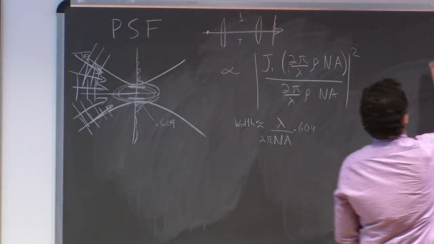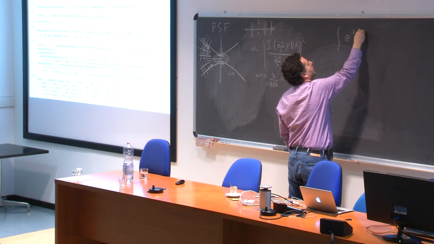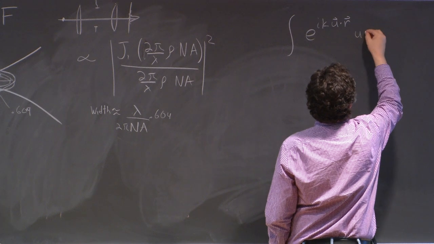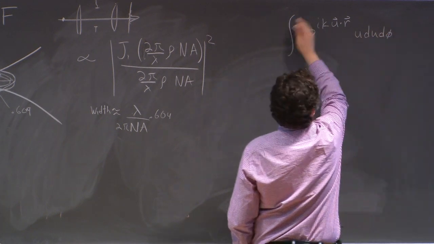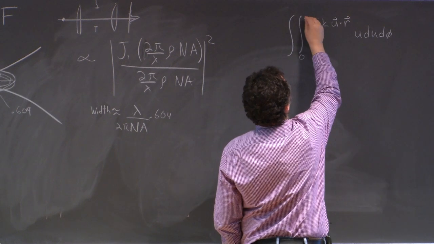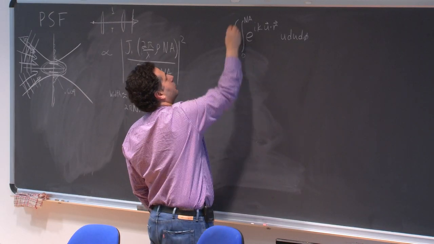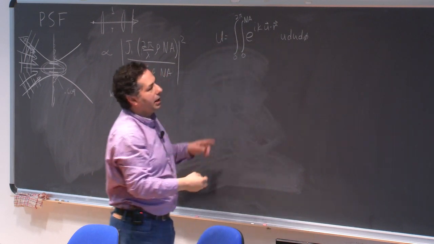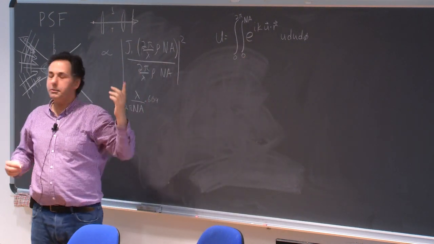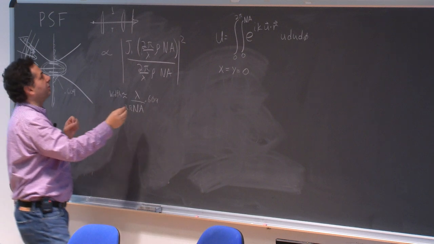So what I'm going to have then is an integral of plane waves, e to the i k, this unit vector dot r, and then, if I go to polar coordinates, I have u du d phi, but because this is independent of phi, well, not yet. So I have an integral from 0 to NA in u, and phi goes from 0 to 2 pi. And we calculated this formula by taking this exponential and evaluating at z equals 0. Now we're going to do the opposite. Now I'm going to say, what if x equals y equals 0? So I'm going to calculate this on axis.